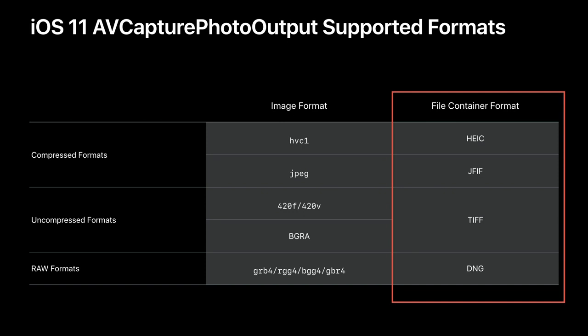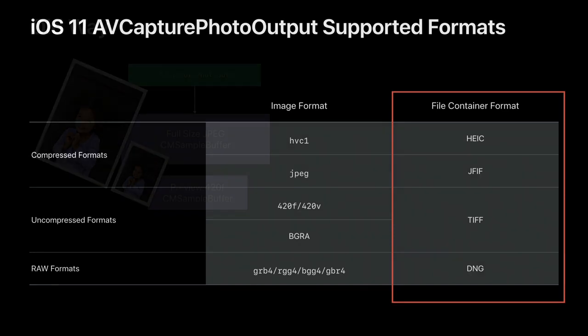In other words, implicitly, every image that you capture is being containerized. For HEVC, the implicit container is HEIC. For JPEG, it's JFIF. For the uncompressed formats, it's TIFF. And for raw formats, as before, it's DNG. Now, why would file containerization be a good thing? The answer is performance. Let me explain using a case study.